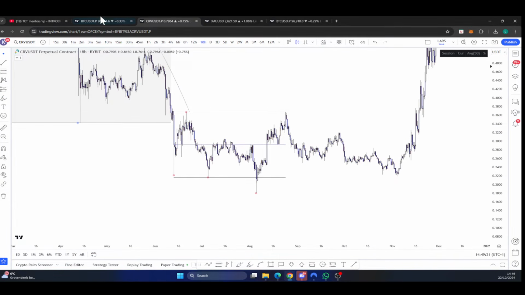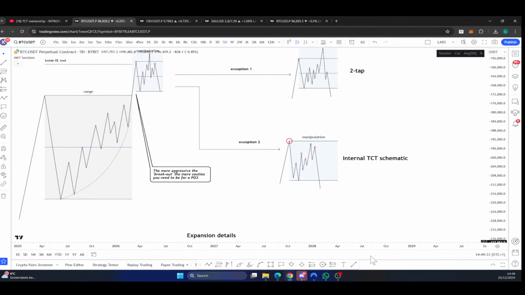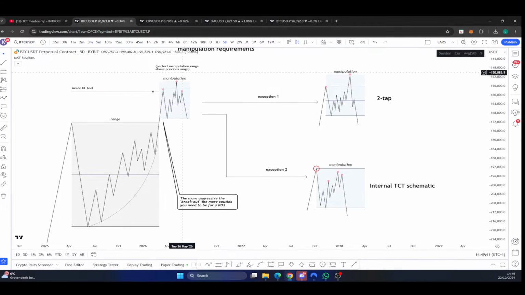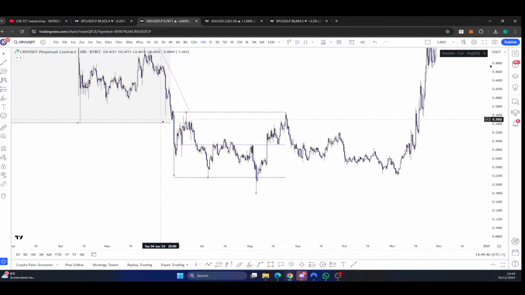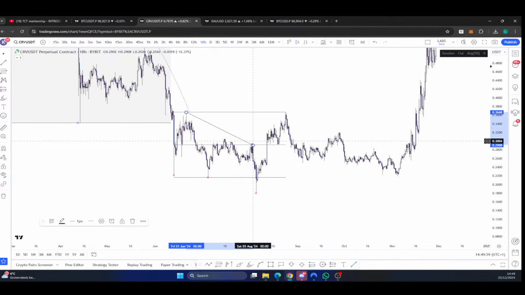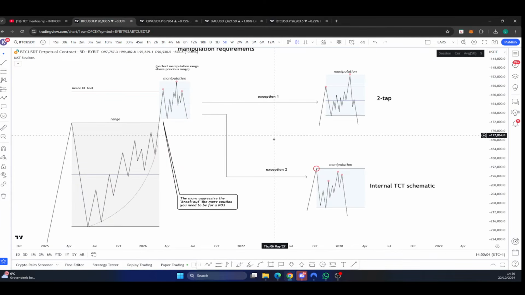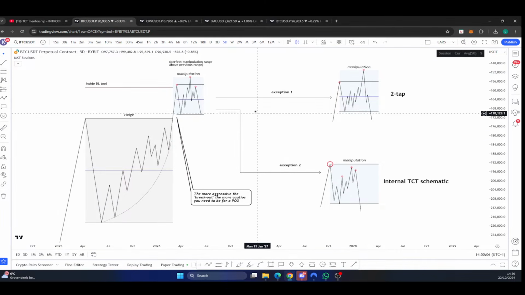looking at the requirements that we need to have for a manipulation range, we can see, okay, we're inside of the DL2. We have an aggressive breakdown. We have a perfect manipulation range below our previous range low right here. We just back tested it on that range high. We have a valid model 1 accumulation that's actually, looking at the model itself, an extremely good looking accumulation model, having nice trendline liquidity above right here. So this could be a potential PO3 schematic.